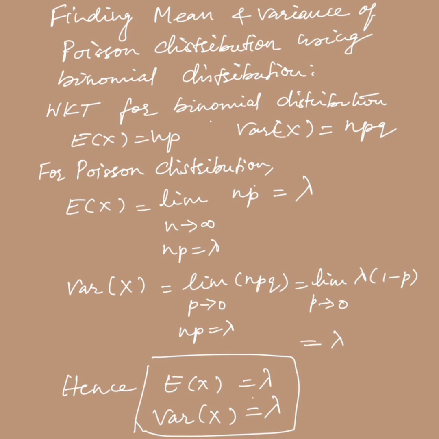When the variance is taken, the limit p tends to 0 is applied because we have one more term q here. So it is better to use p tends to 0, because np is already taken as lambda under these conditions, and q is written as 1 minus p, and p tends to 0 implies 1 minus p becomes 1. So this also gives lambda for the variance. Hence E of x is lambda and variance of x is also lambda for the Poisson distribution, using the binomial distribution.